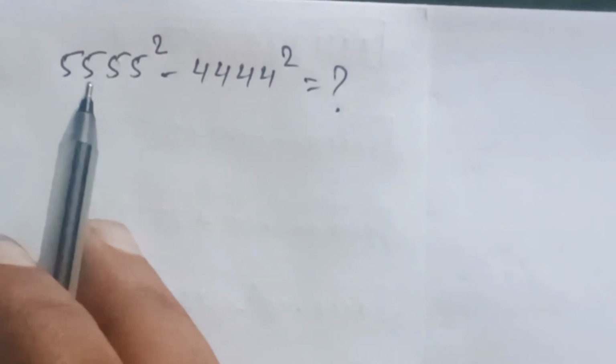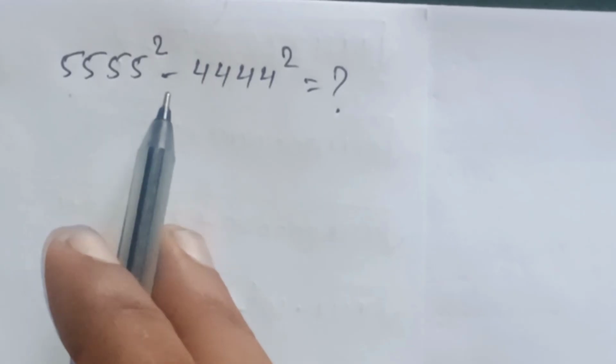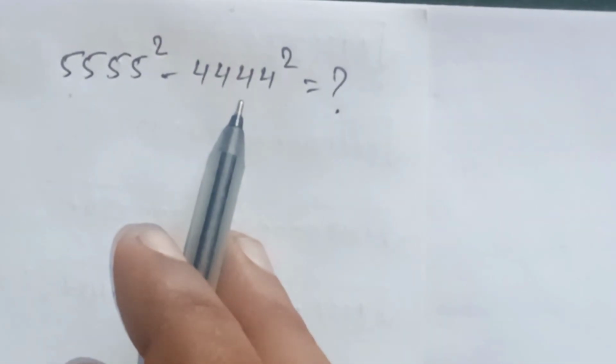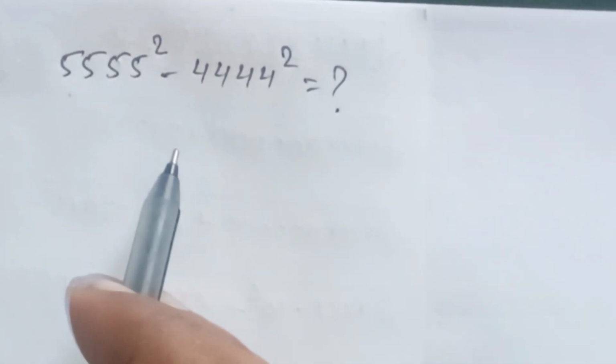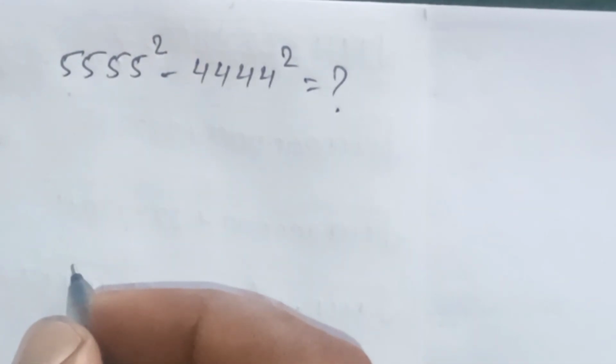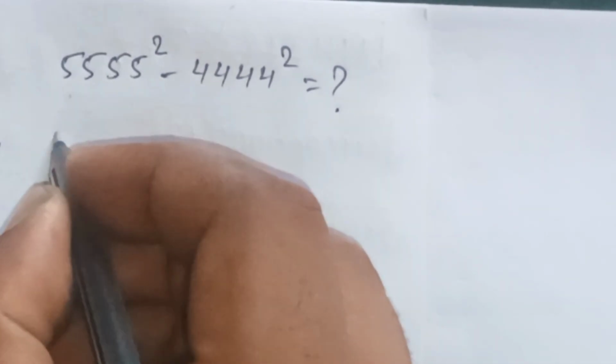Here the question is: the square root of 4 times 5 whole squared minus 4 times 4 whole squared. What is the value of this radical? See here, the solution. This will be solved in two methods. First method.